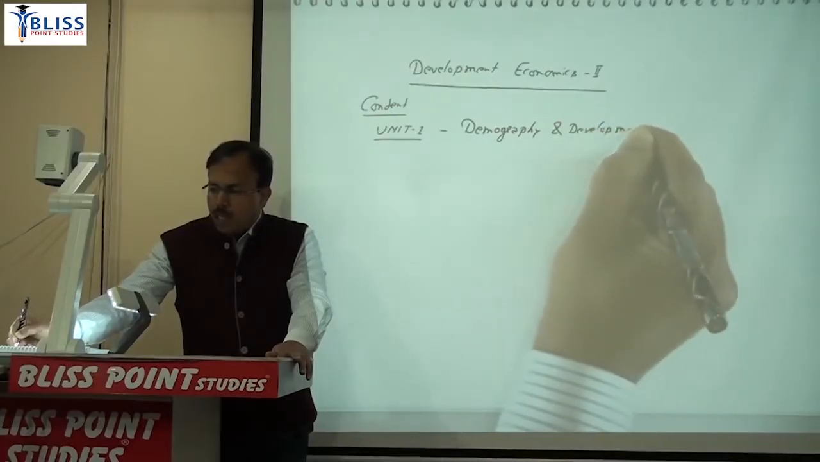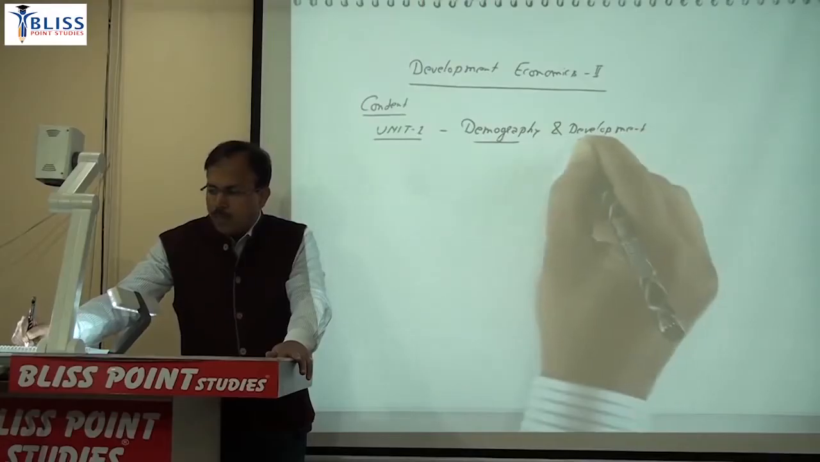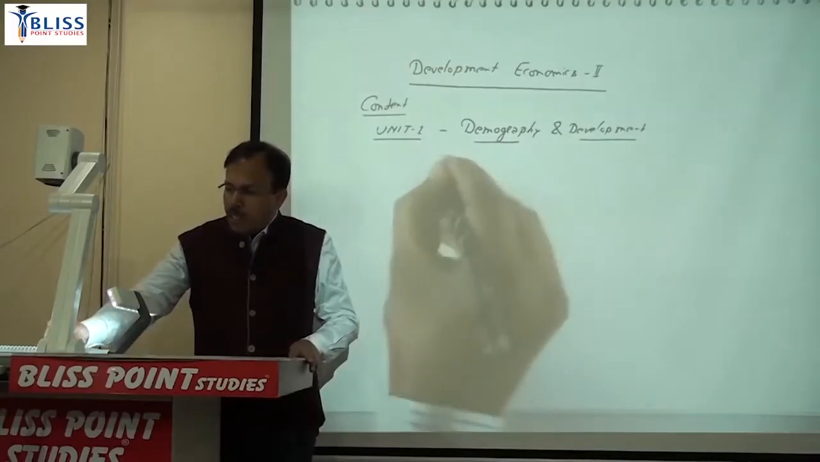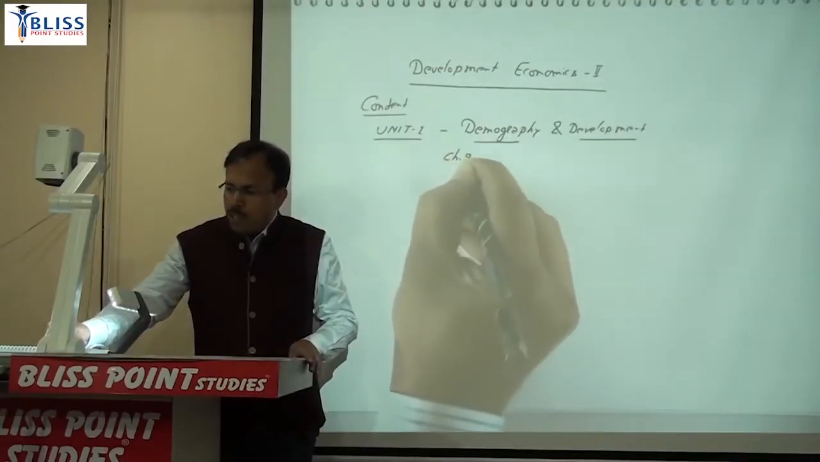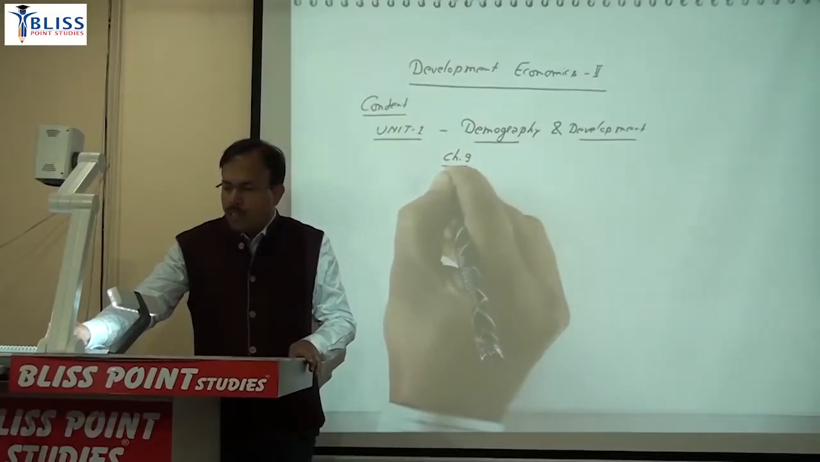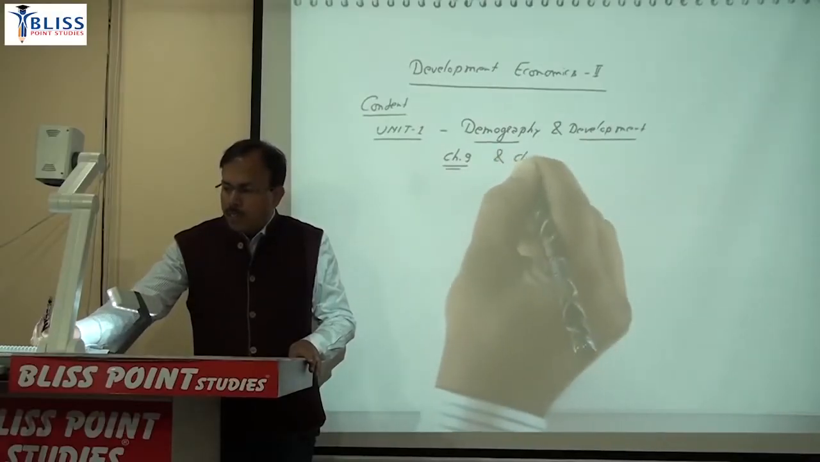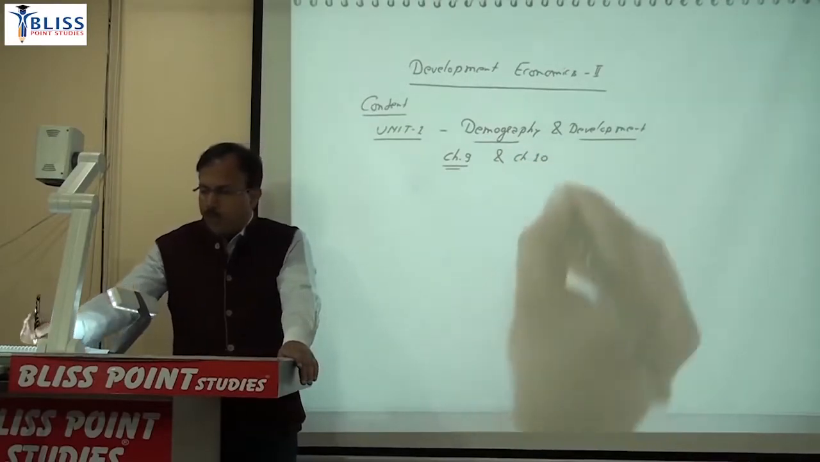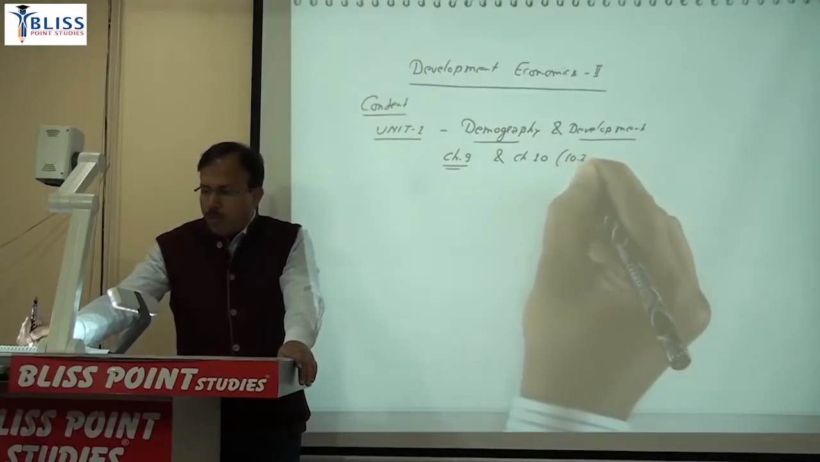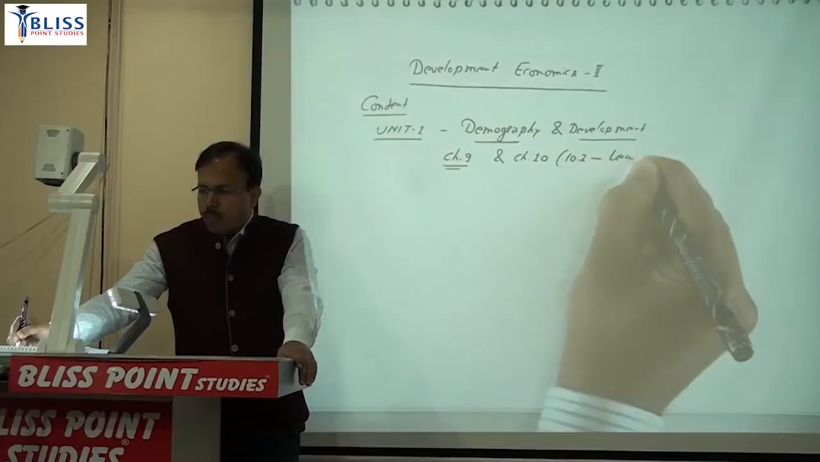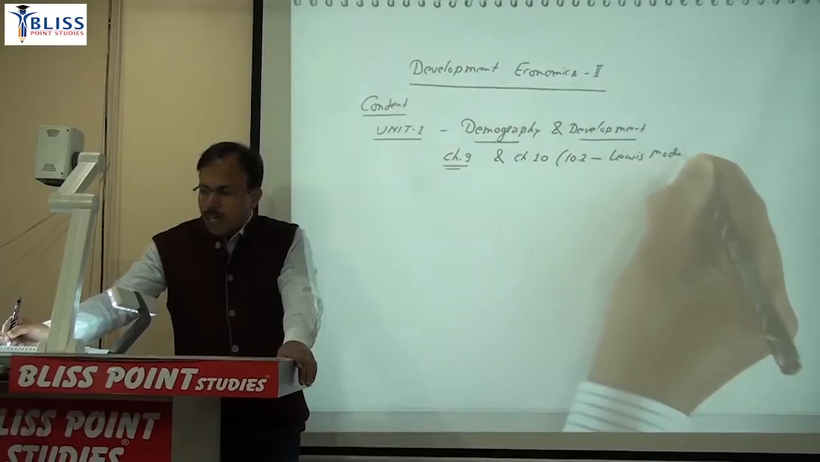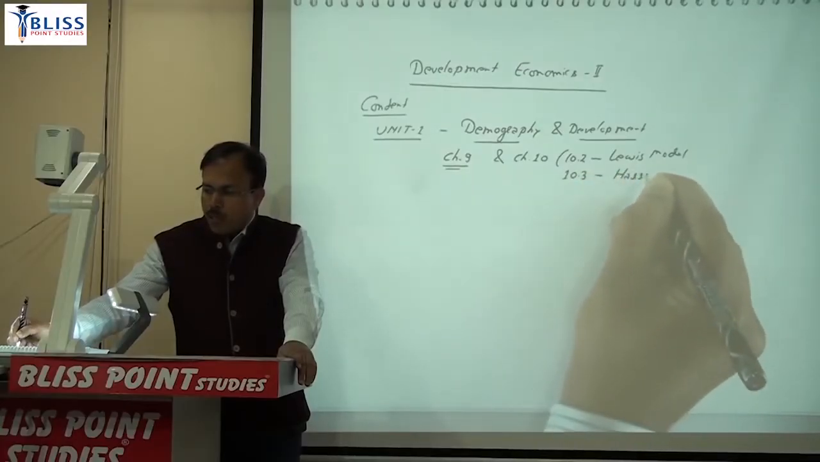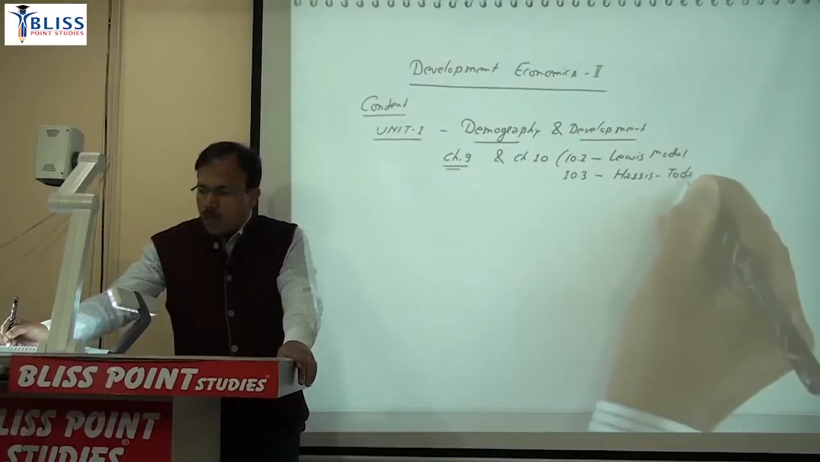On first page you can write those information. Just briefly write down the syllabus. Demography and development will be the unit number 1. This unit will include 2 chapters. Chapter number 9, that will be on population or demographic change, and chapter number 10. Within 10 it is 10.2 and 10.3. 10.2 will be on Lewis model, and 10.3 will be on Harris-Todaro model.